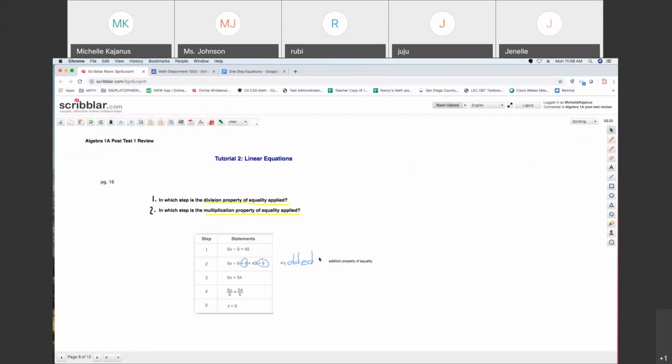Now, property of equality just tells you that whatever was done to one side of the equal sign was also done to the other one. That's it. That's all the property of equality means. It was just done to both sides. Okay, so it was added, and then in step 3, you end up with 6x equals 54. Nothing was done there. They actually added it, so this is called simplification. They just simplified.